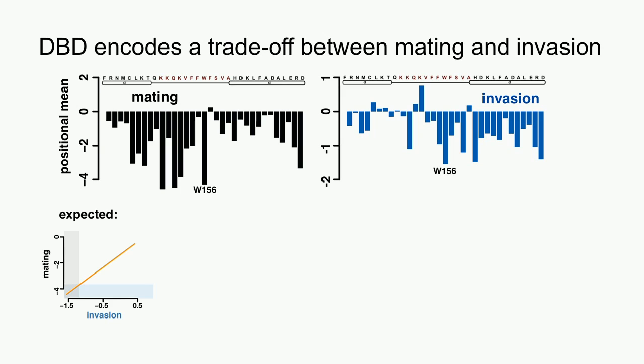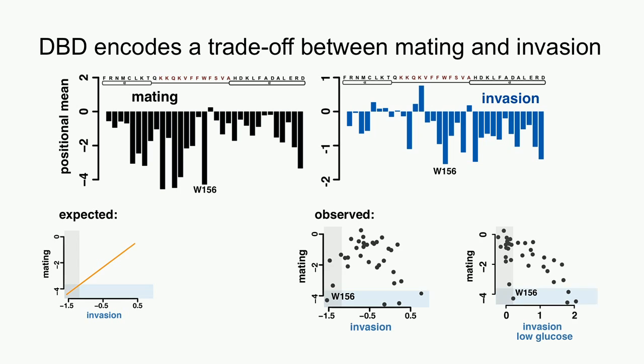And this was our expectation: since this is a DNA binding domain, if you mutate some residue, it's not going to be able to bind DNA, so it shouldn't be able to mate or invade. What we actually saw varied a little bit. I should point out that if you were way over here, this would be a strong invasion ability but without the ability to mate, and vice versa in these bars. And what we actually saw was a little bit different.